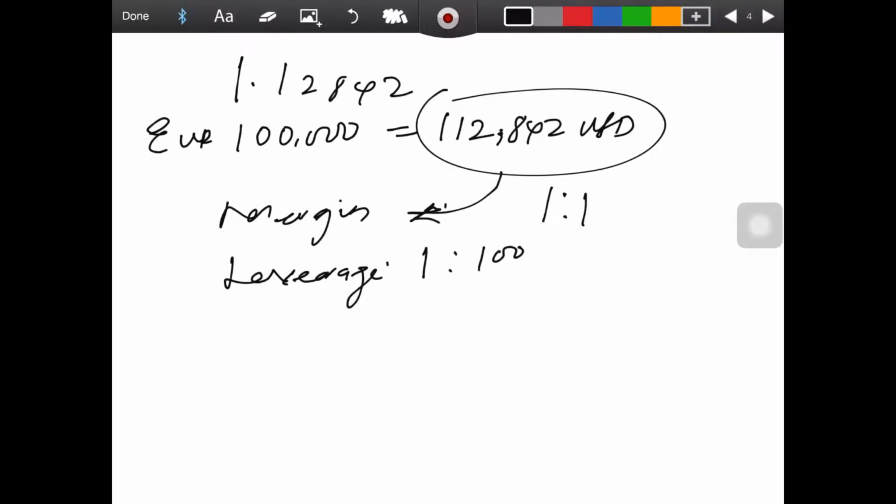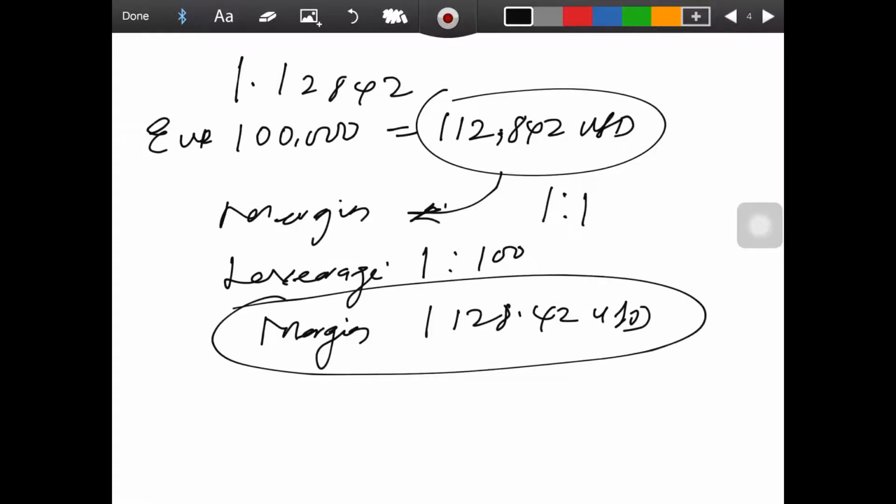So the broker says you don't need to put down $112,842 to place this trade. All you need is that divided by 100. All you need is a margin of 1,128.42 USD. This is all the margin you need right now. So take note, this is for 1-to-100 margin, and this is for 1-to-1 margin. So you see the power of leverage.